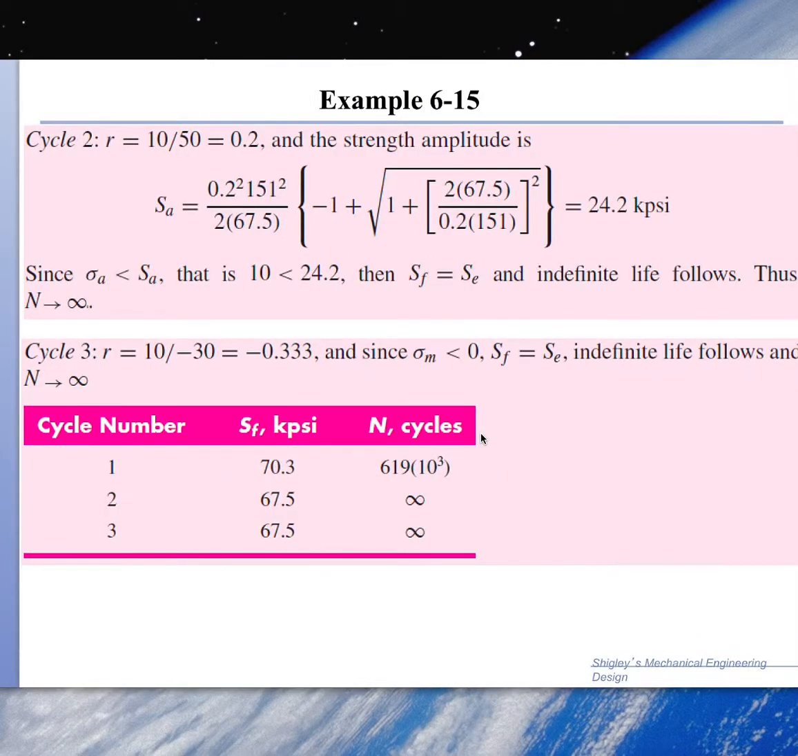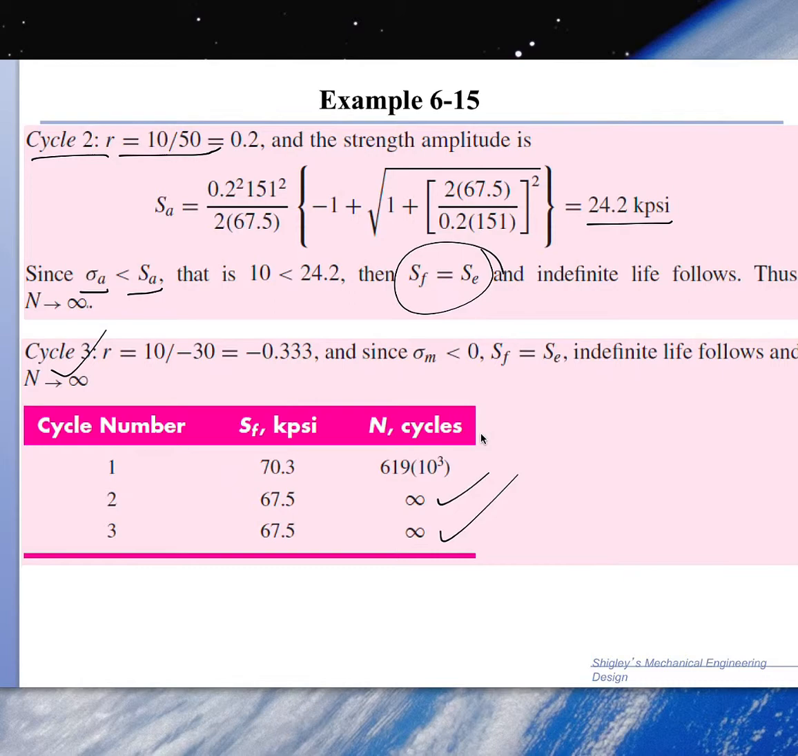and therefore we can calculate a damage amount. So let's wait for that. We have to go now to cycle number 2. The intersection point is 24.2. Therefore, the intersection point is less than sigma A, and therefore we have infinite life. So we don't have to worry about it. Doing the same thing for cycle number 3, we get infinite life.